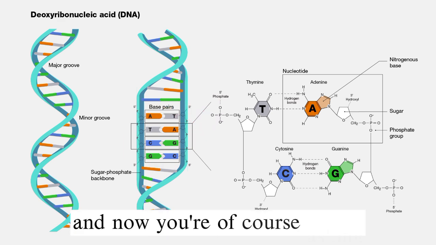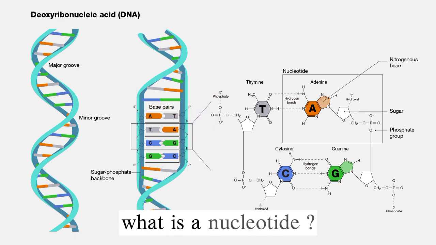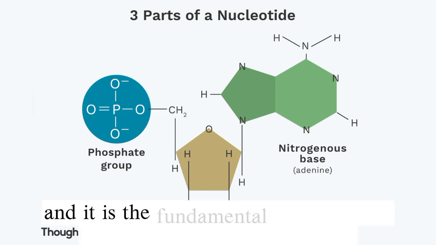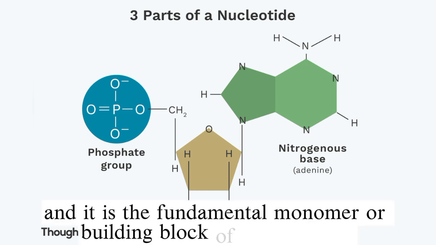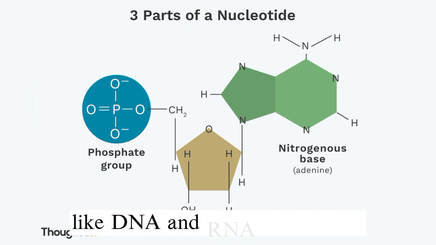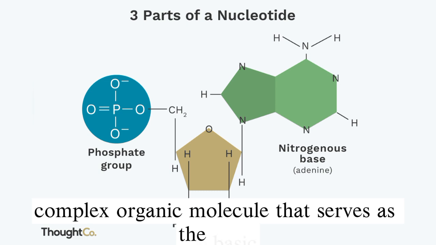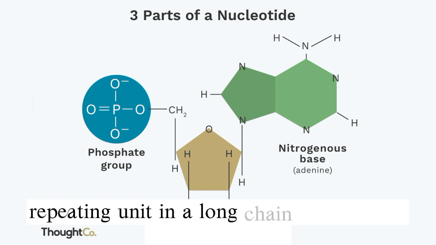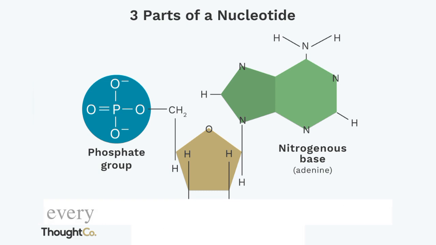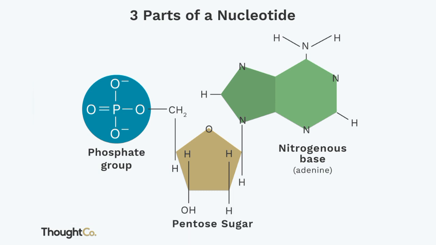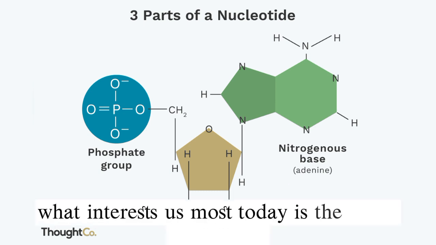And now you're of course asking, what is a nucleotide? This is a nucleotide, and it is the fundamental monomer or building block of nucleic acids like DNA and RNA. It is a small, complex organic molecule that serves as the basic repeating unit in a long chain structure of genetic material. Every nucleotide has three chemically linked components. Number one is the phosphate group, and number two is the pentose sugar. What interests us most today is the third component.